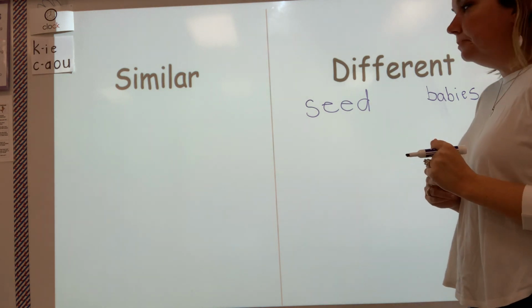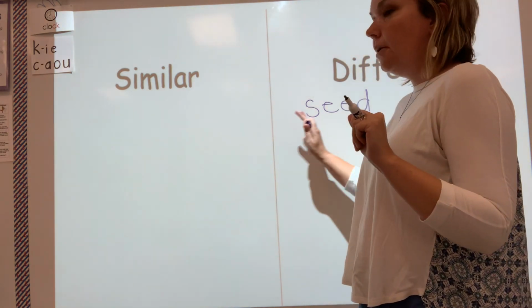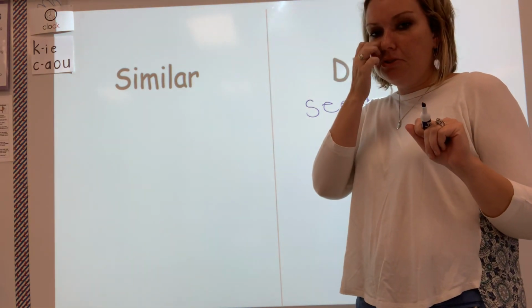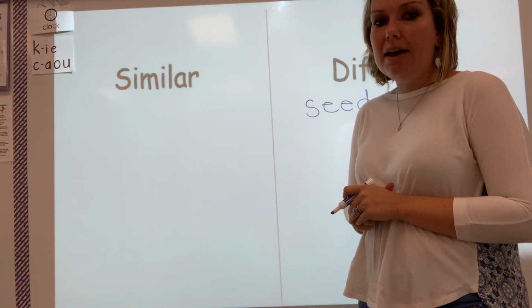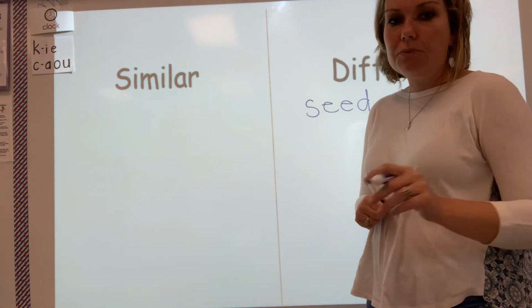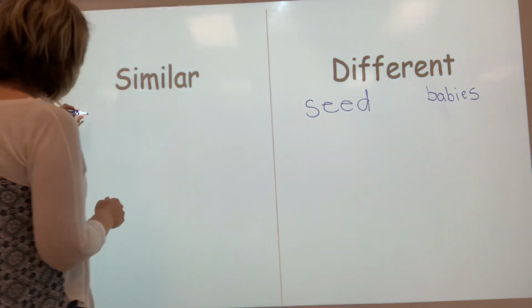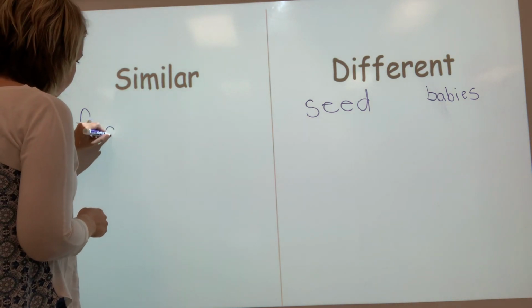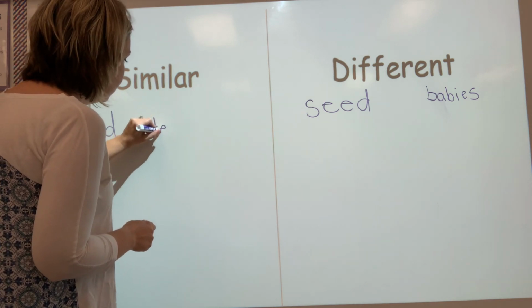Okay. What about how are we similar? How are we similar? What do we do that plants do? Or what do we have that plants have? Or what do we need that plants need? Think about that. Ryan? We need food. We need food, water, and a life cycle.